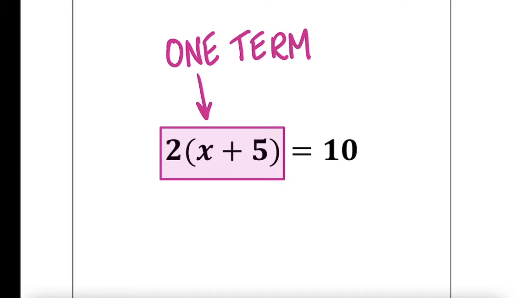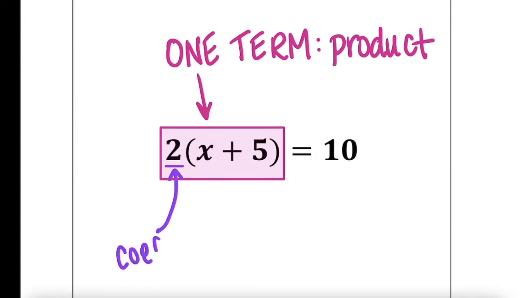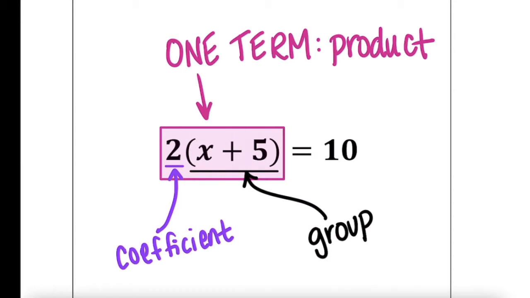And what kind of term is this? Well, since we clearly have 2 times everything going on inside of the parentheses, we would say that this term is a product, meaning multiplication is currently happening. That means 2 here is our coefficient. That's the part that's being multiplied. And actually, our variable and our constant are trapped inside of what we call a group. So that's what makes this a tougher equation.